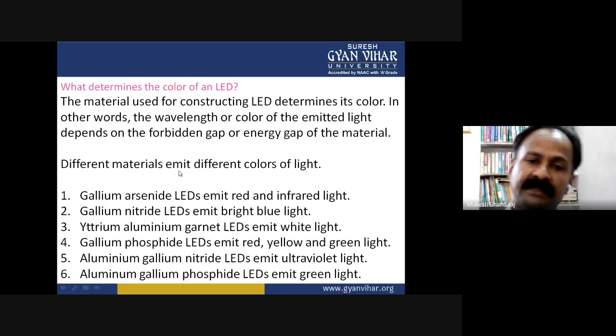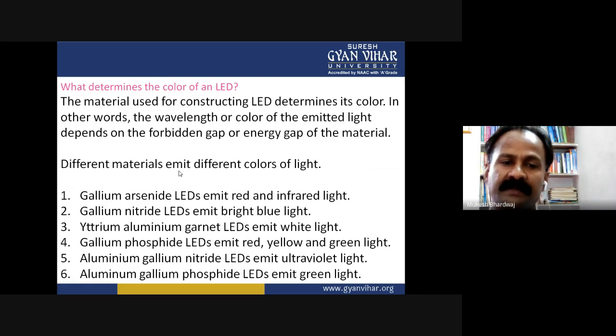Gallium arsenide LEDs emit red and infrared light. Gallium nitride LEDs emit bright blue light. Yttrium aluminum garnet LEDs emit white light. Gallium phosphide LEDs emit red, yellow, and green light. Aluminum gallium nitride LEDs emit ultraviolet light. Aluminum gallium phosphide LEDs emit green light.